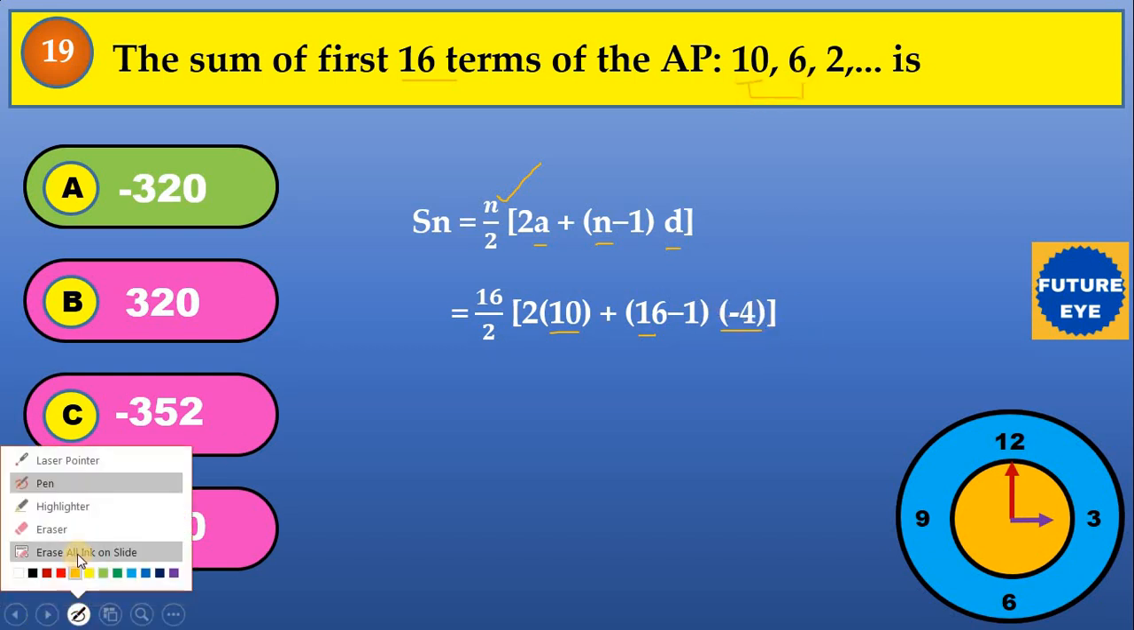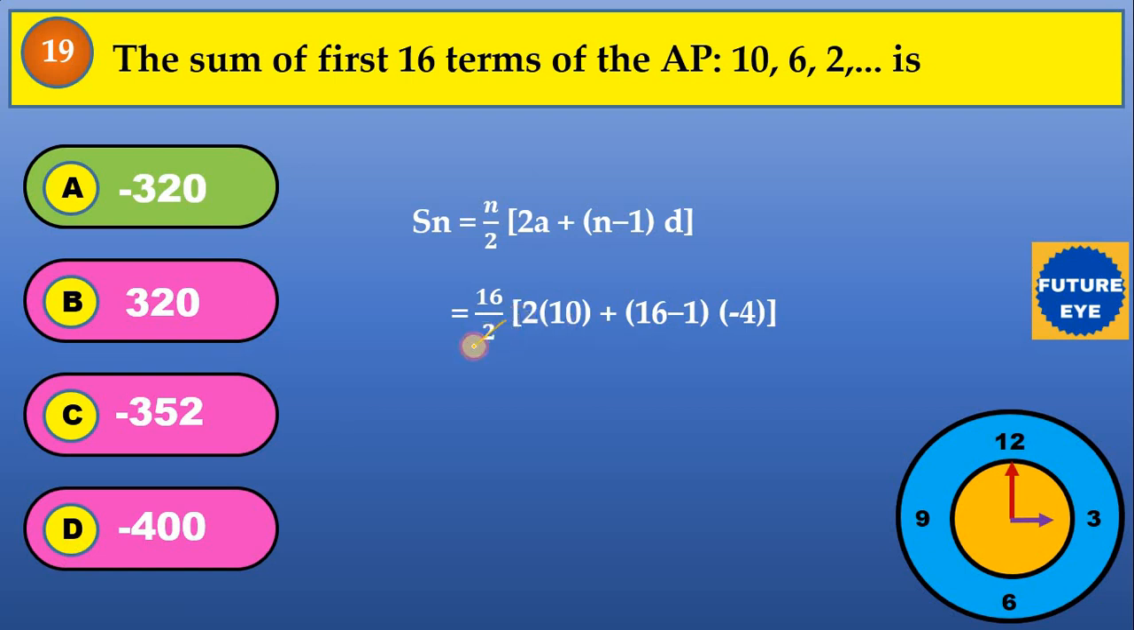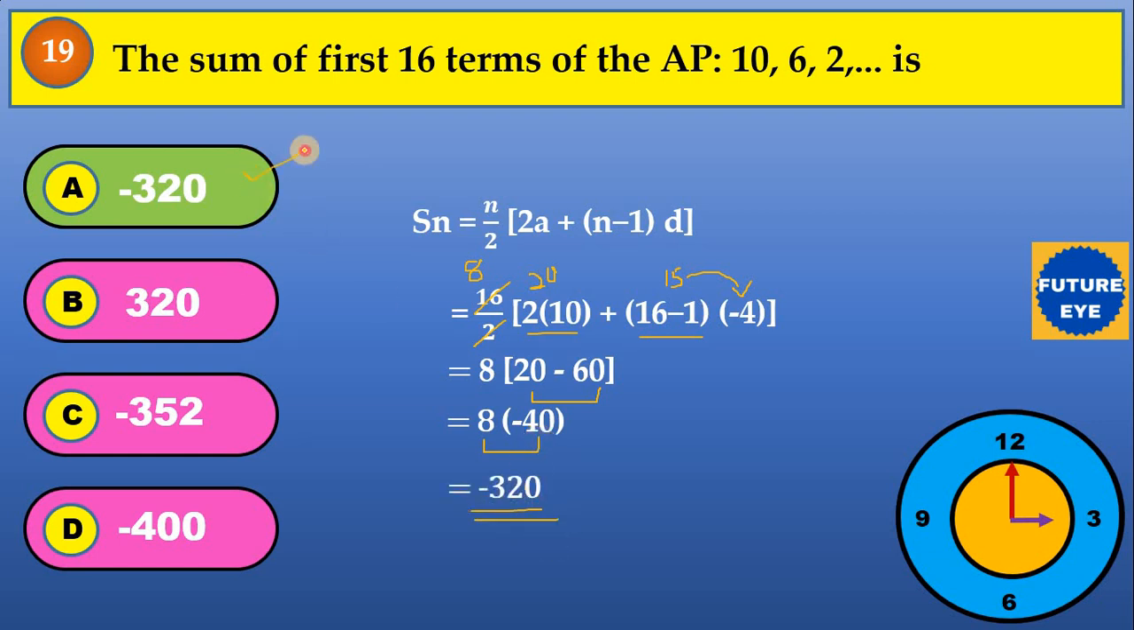Let's simplify here, children. Cancellation is possible, 2 ones and 2 eights. And 2 into 10, here we get 20. And here 16 minus 1, we get 15. Now 15 multiplied by minus 4, we get minus 60. So these are the things. Now let us subtract this. 20 minus 60 is minus 40. Now 8 multiplied by 40, we get 320 along with the negative sign. So minus 320 is the correct answer.